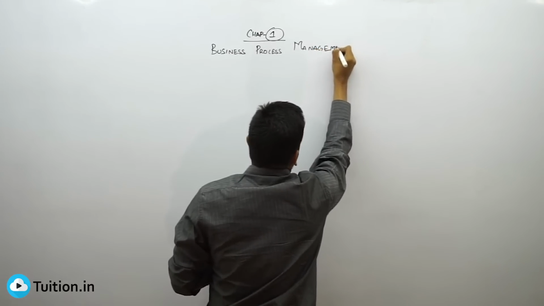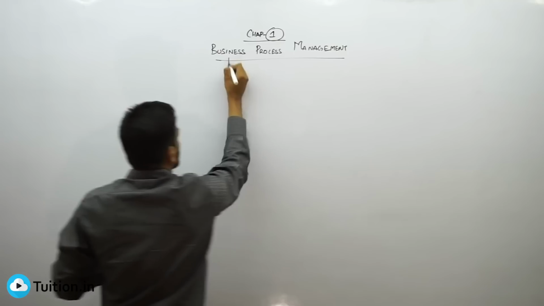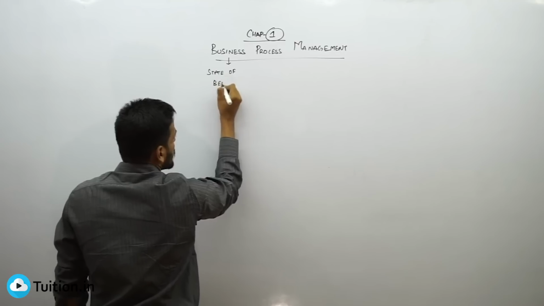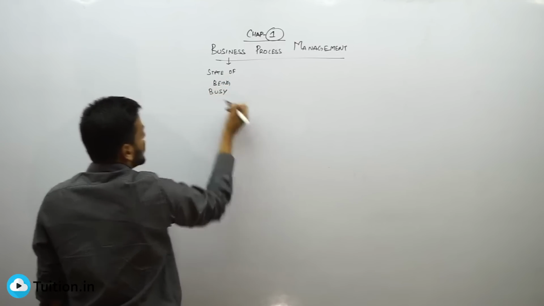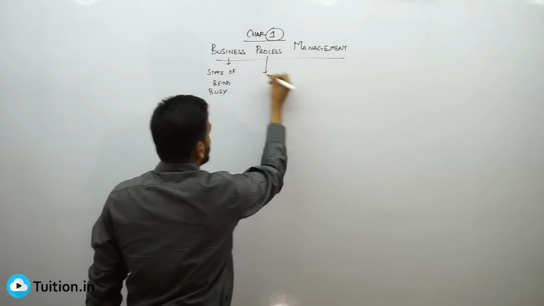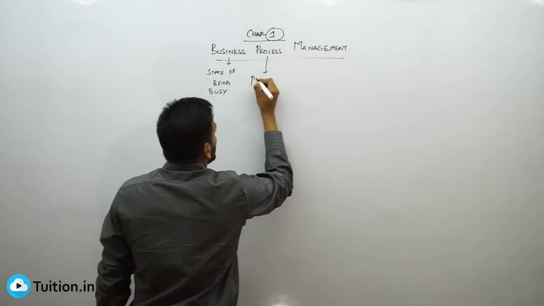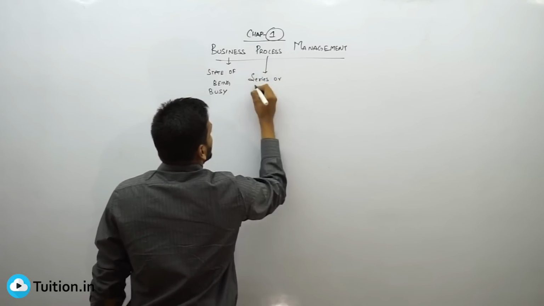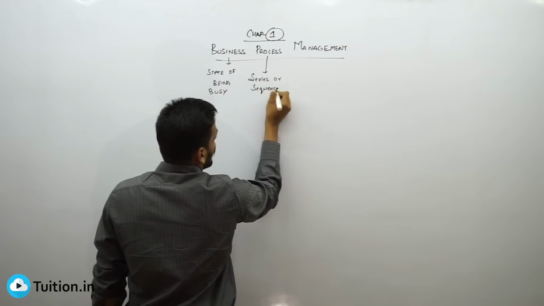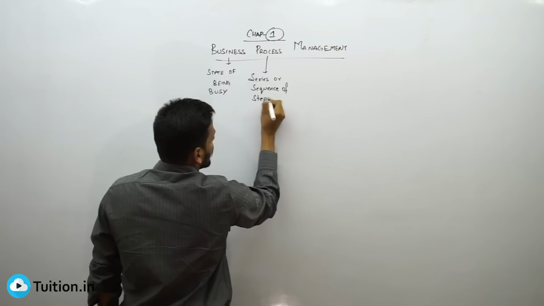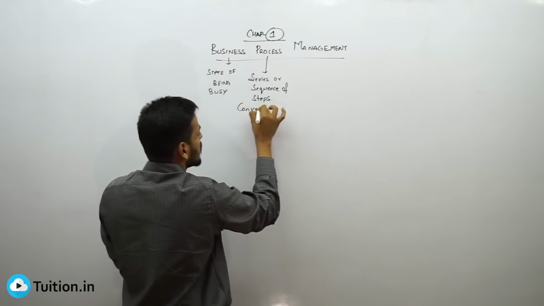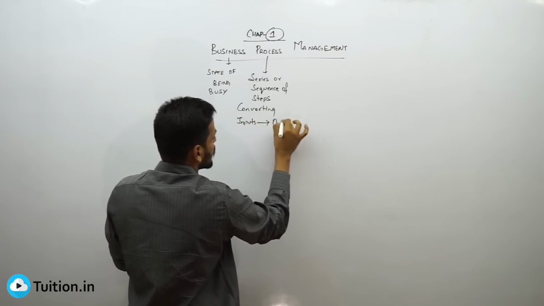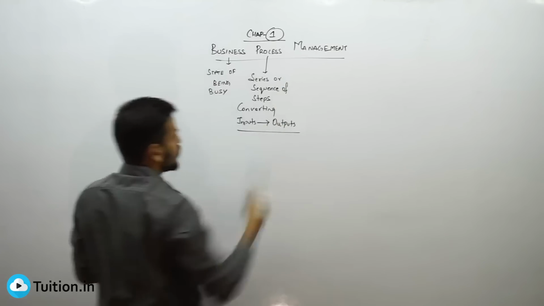3 keywords: business, process and management. Business, state of being busy. Then we have something to do with process. Process is a very important definition because the whole chapter revolves around that. Process is a series or sequence of steps which converts inputs into outputs. That's what process is all about.